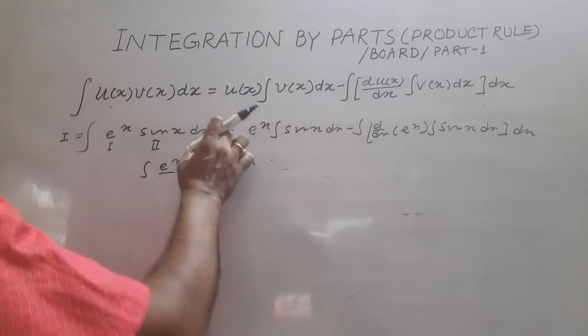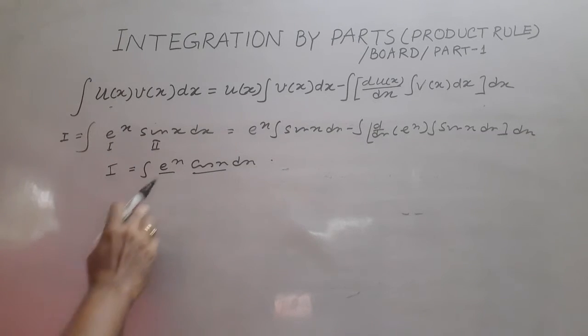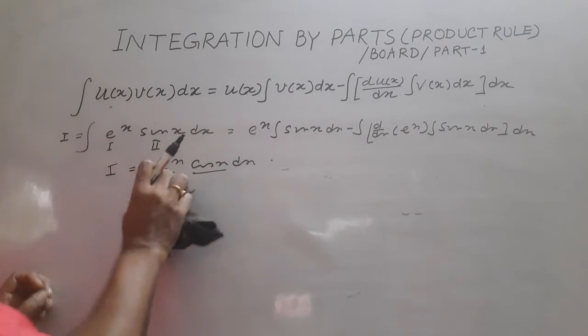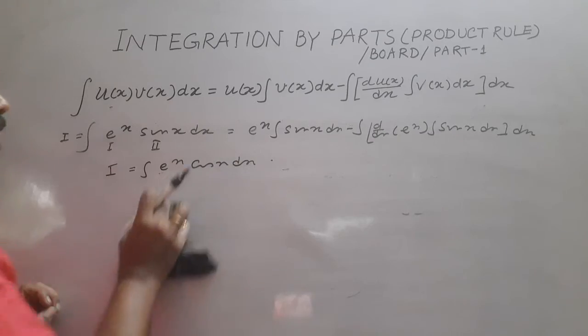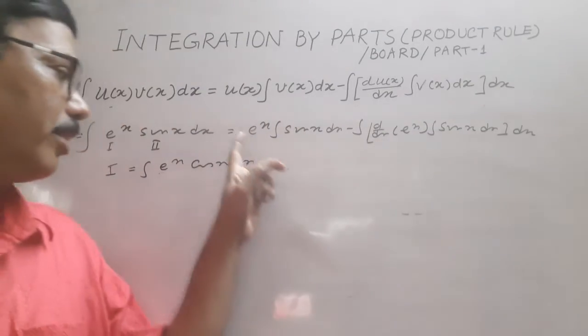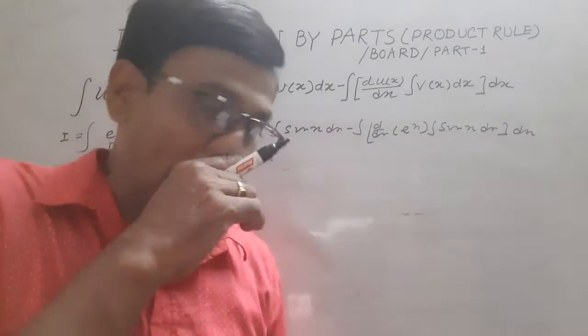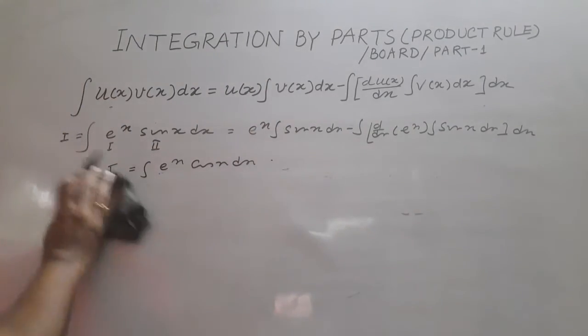For this type of integration, we consider this as I, because after some steps we are getting our original integrand, that is e to the power x cos x. So these are the 4 cases.